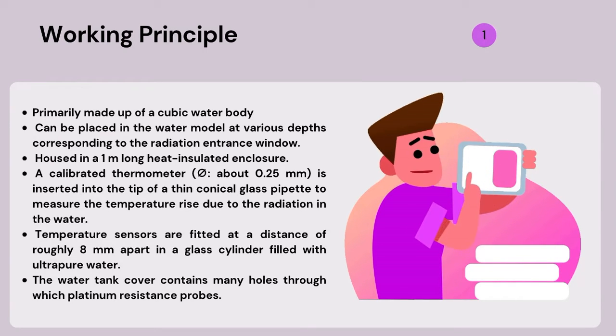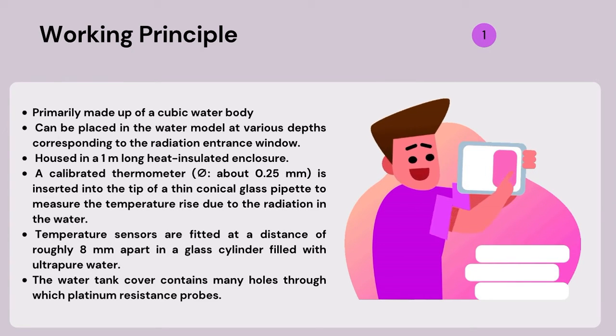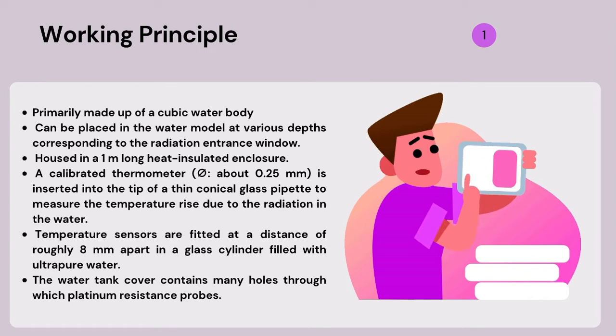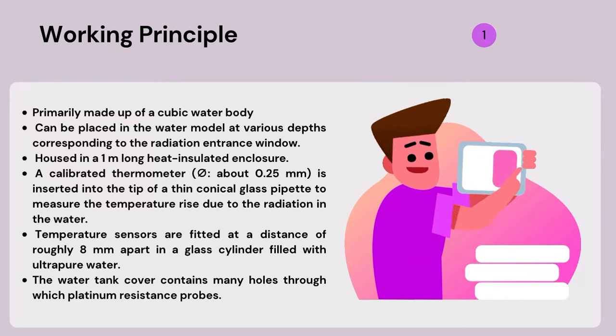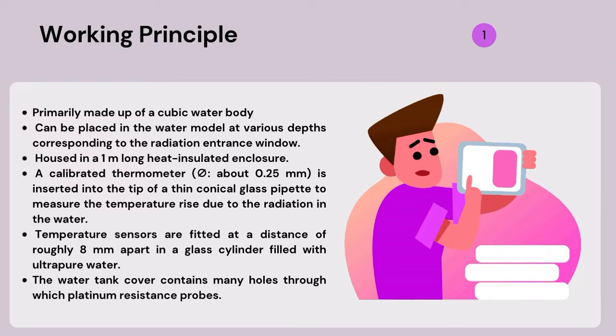Next, we are going to discuss the working principle of the calorimeter. The calorimeter is primarily made up of a cubic water body, which is 30 centimeters long, and it is coated with around 8 centimeters thick polystyrene since it operates at a water temperature of 4 degrees Celsius.